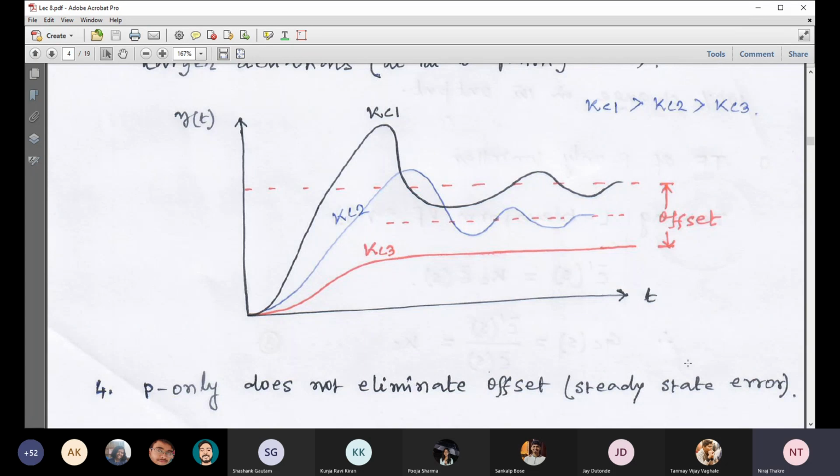So this is the fourth point. Proportional controller does not eliminate offset. So you need to note down this point. I will elaborate this issue a little later. But for the time being, you just note down this fourth point. Proportional controller does not eliminate offset.